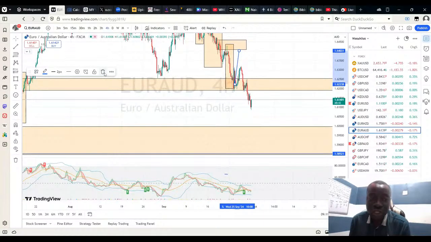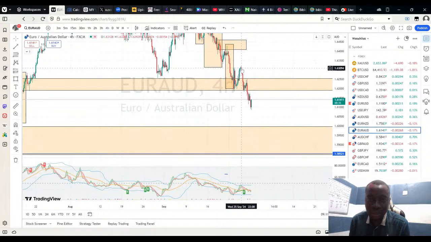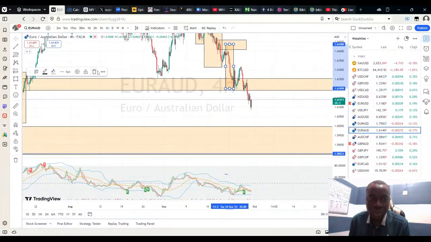But however, they never pull back to that region. They keep on pushing the market. They only pull back a little bit to the price of 1.6317, and they keep on dropping the market. Now, let me show us something.